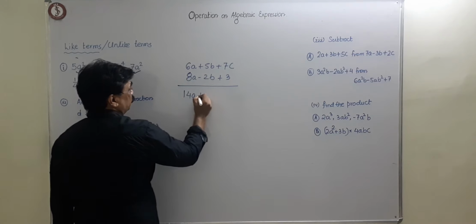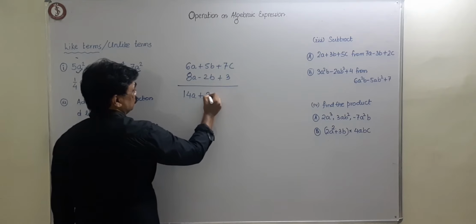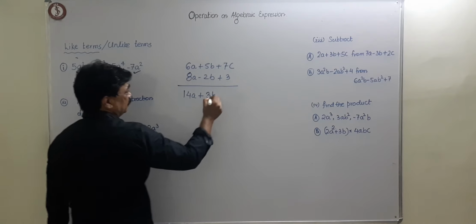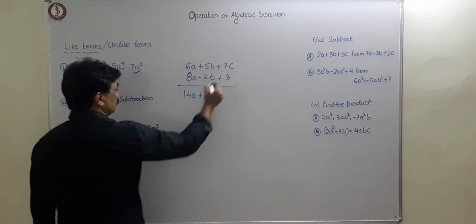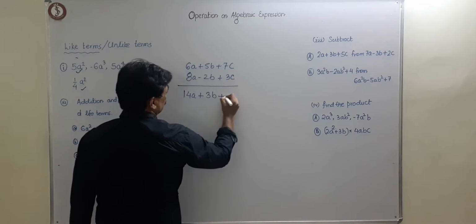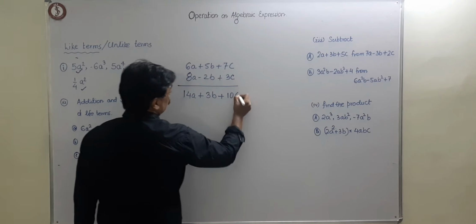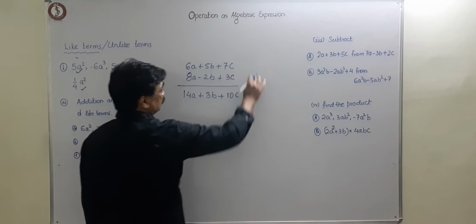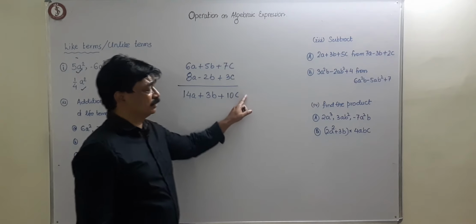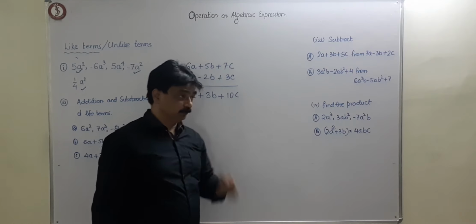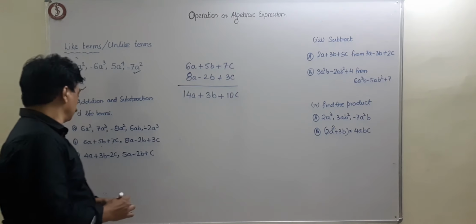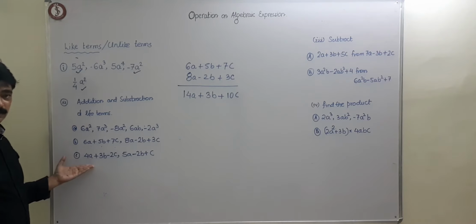14a plus 5b and minus 2b, so plus 3b. And now 3c over here, so 7c and 3c is 10c. Suppose there was only one term here, then you have to just straight away write it down there. So this is what addition is. You can do this on your own.